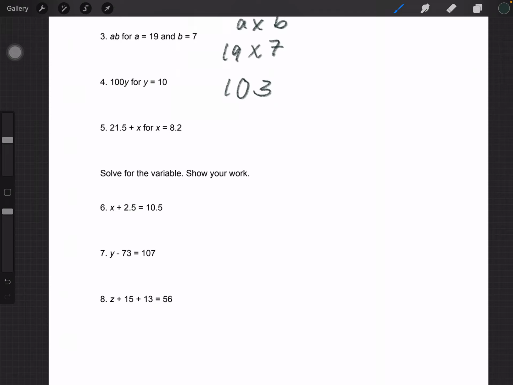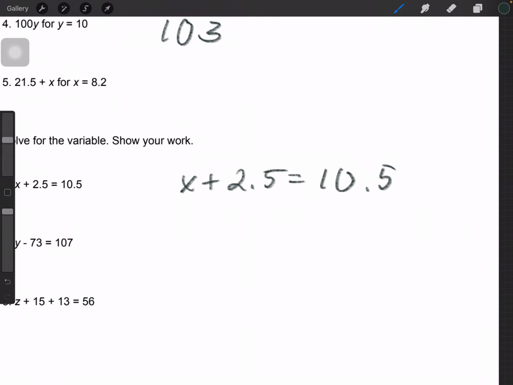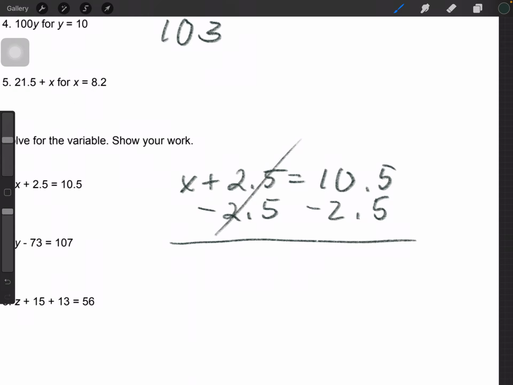Okay, below here says solve for the variable and to show our work. So x plus 2.5 is equal to 10.5. We're trying to isolate the x, which means we have to undo this operation here. So we minus 2.5 on this side so that the x can be alone. That means we have to minus 2.5 on this side as well, because that is the golden rule of algebra. Now these two cancel out because 2.5 minus 2.5 is 0, and now we have x is equal to 8.